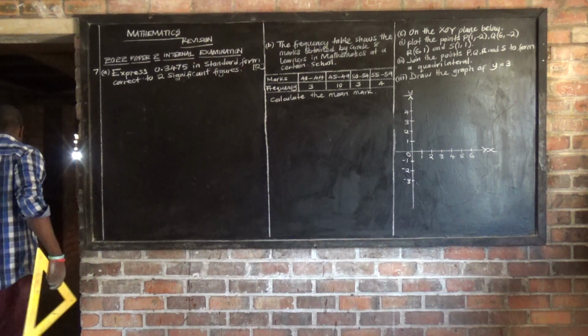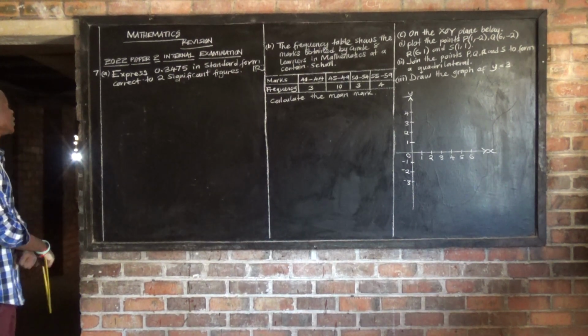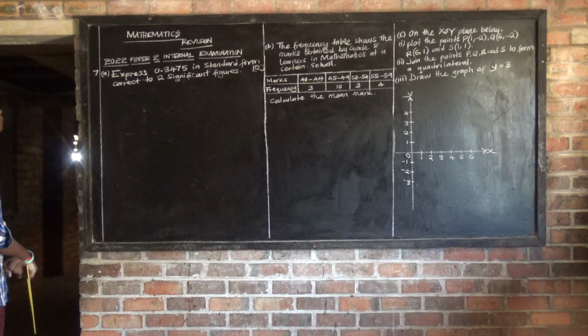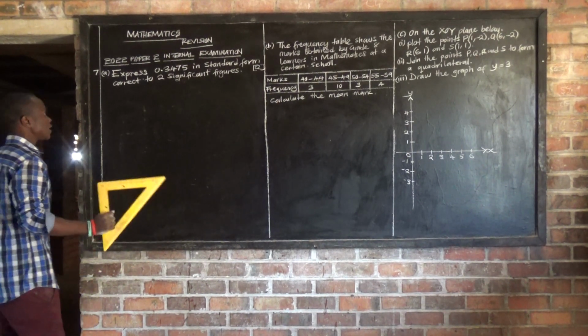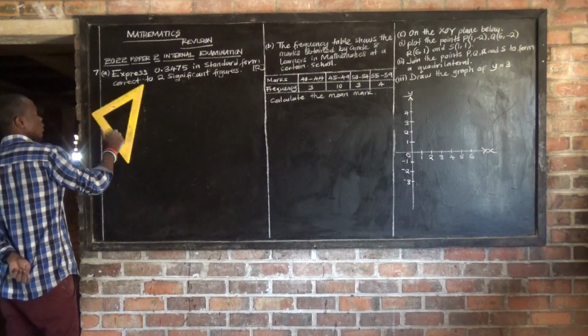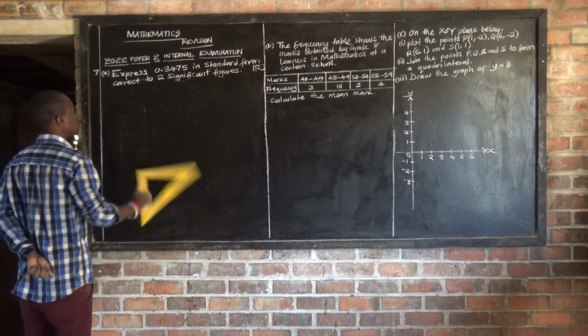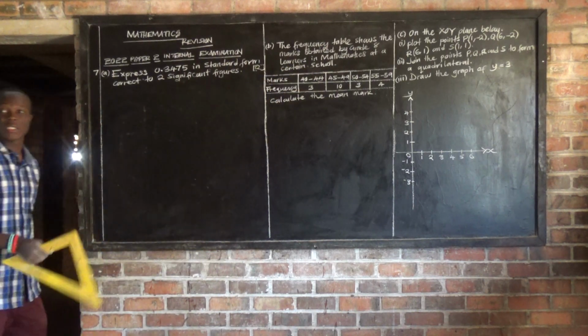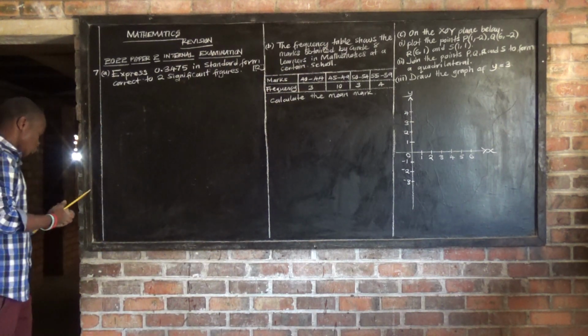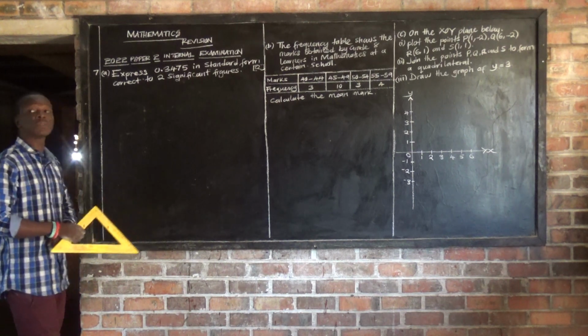Big, right? So let's look at 2022 paper 2. That is internal examination. Now question number 7. Question 7 has got 3 parts. It has part A, part B, and part what? Part C. So let's look at part A first. Part A is a question on approximations.